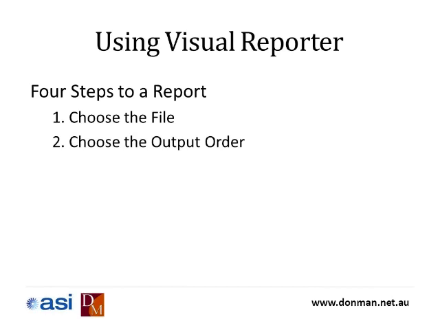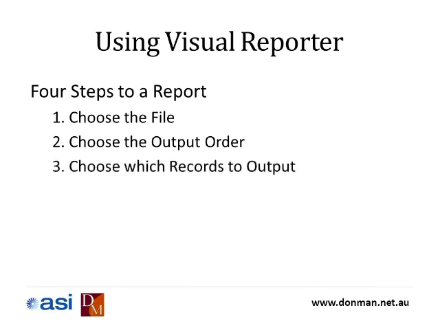Once you've worked out which file it is you're going to base your report on, the second step is choosing the output order. So, for instance, you might want a list of donors in alphabetical order, or you might want it from the highest donation down to the lowest donation. So that's just the order that the report will output the information in.